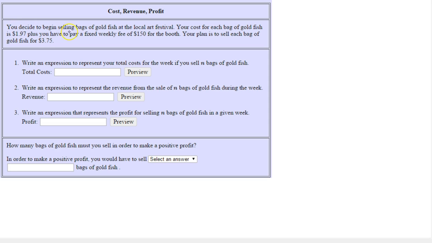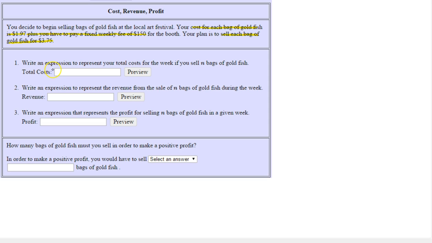So you decide to begin selling bags of goldfish at the local art festival. Your cost for each bag of goldfish is $1.97, plus you have to pay a fixed weekly fee of $150 for the booth. Your plan is to sell each bag of goldfish for $3.75. So that's all of our important information, and now we're going to be asked to write expressions that represent cost, revenue, and profit. So first let's look at cost, and we're going to start by defining our variables.